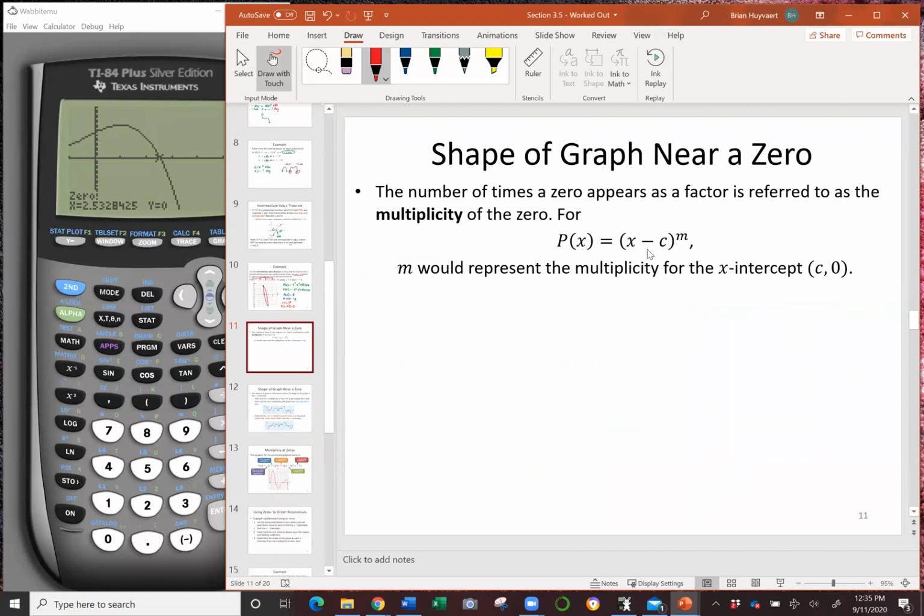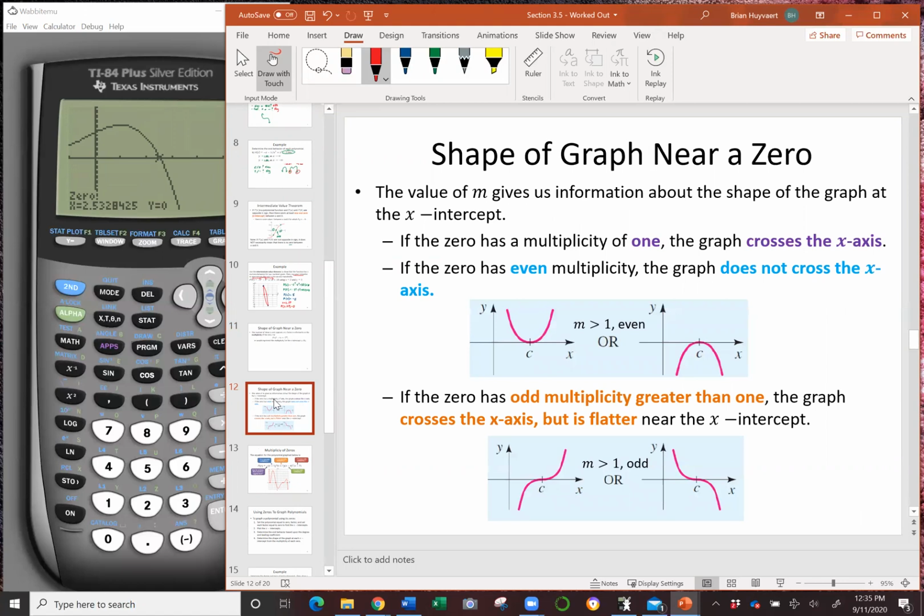So sometimes we have a 0 that has a multiplicity of just 1. That's kind of the common case. But we can certainly have something with higher multiplicity. We'll look at a couple examples, but this is basically saying if you have a linear factor taken to some power, that's the multiplicity.